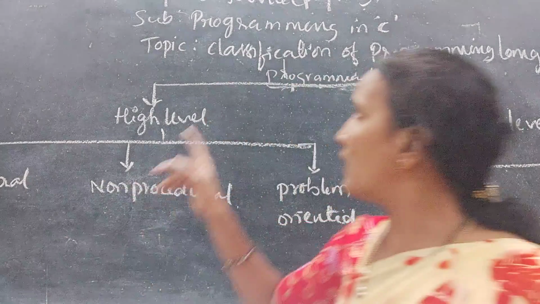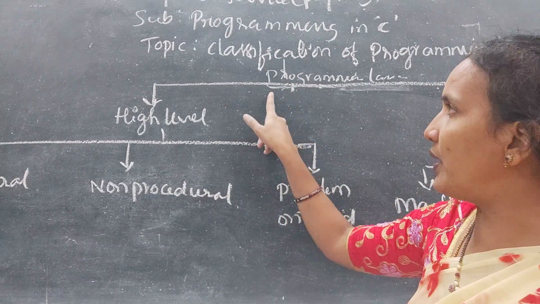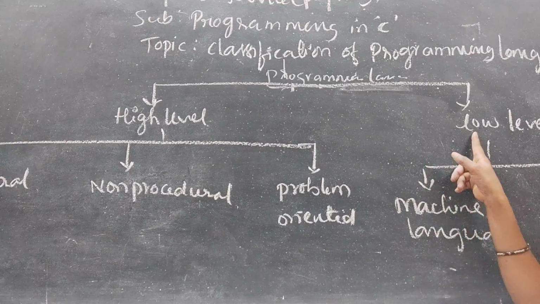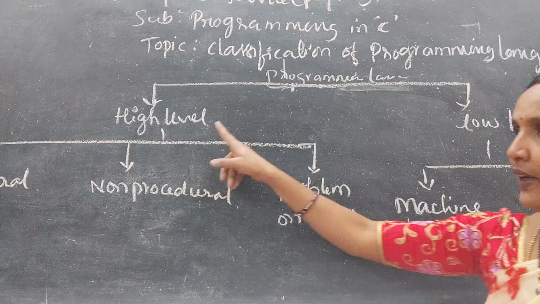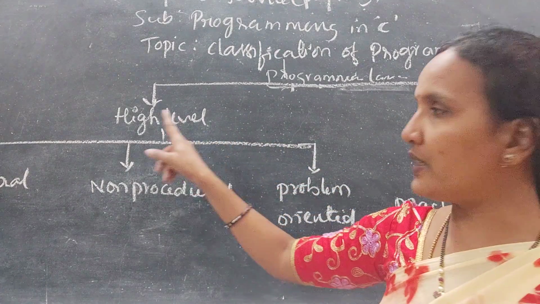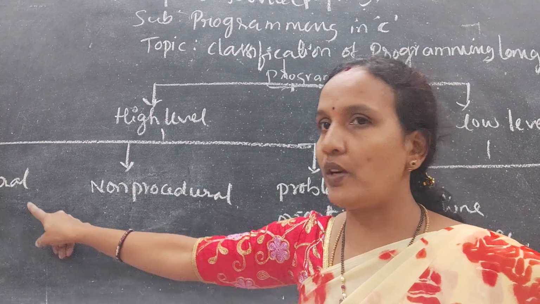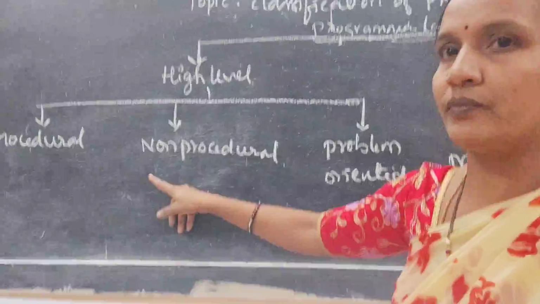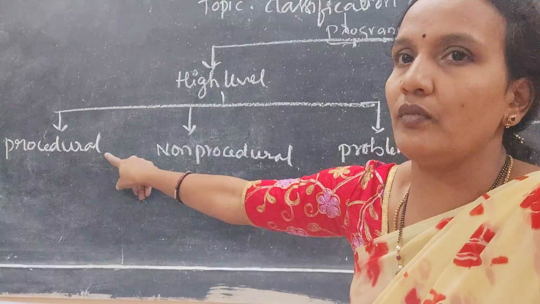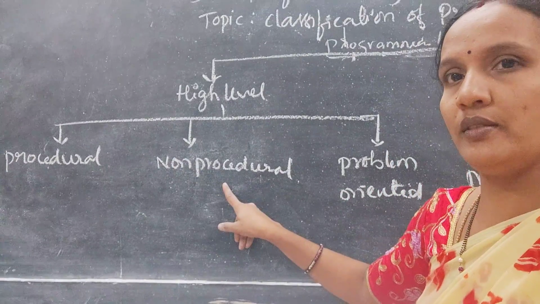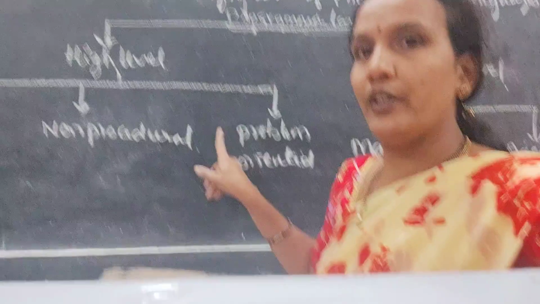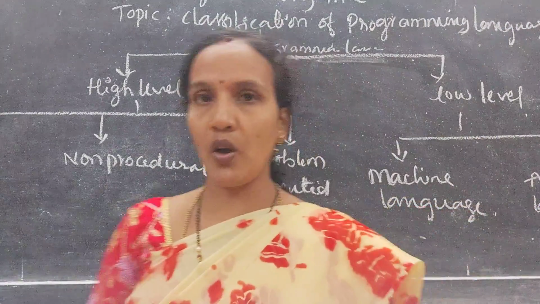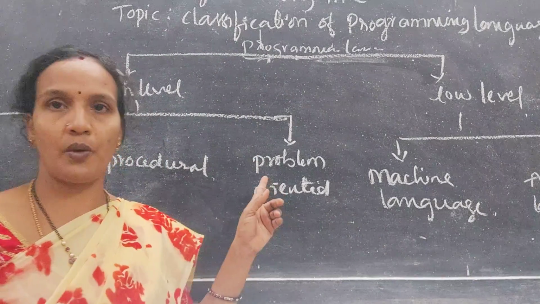You can see here, programming languages are classified into two types. One is high level and the second one is low level. Again, this high level is classified into three. The first one is procedural, write down in your running notes. The second one is non-procedural, and the third one is problem oriented.